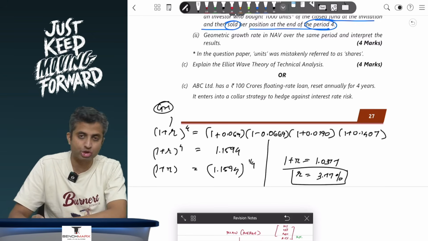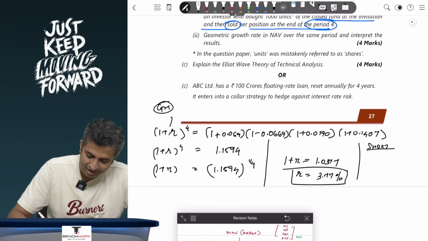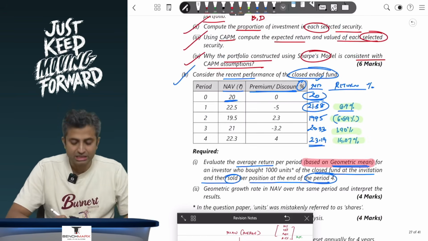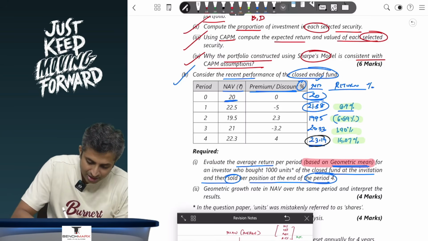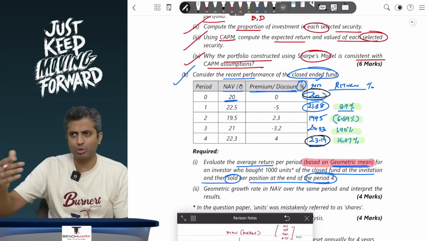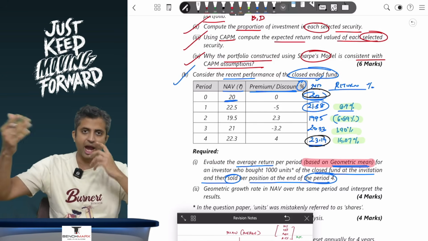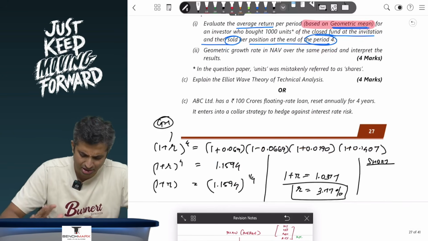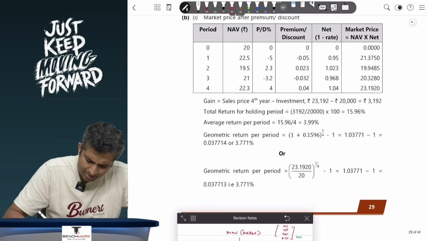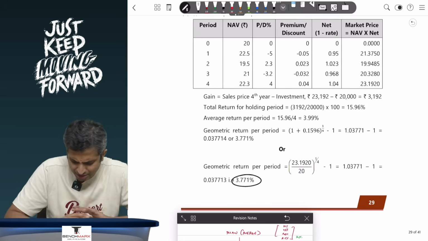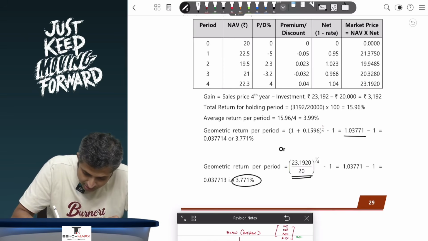A shortcut is also possible where you can directly take the ending value and the starting value, and you can still get the same answer. Ultimately I started at 20, I reached 23.19. So what is the return that I'm generating? I can take that return and take the fourth root, you will still get the same answer. Ultimately, do I get 3.771%? Yes, whatever method, either I take these values or I take these returns.